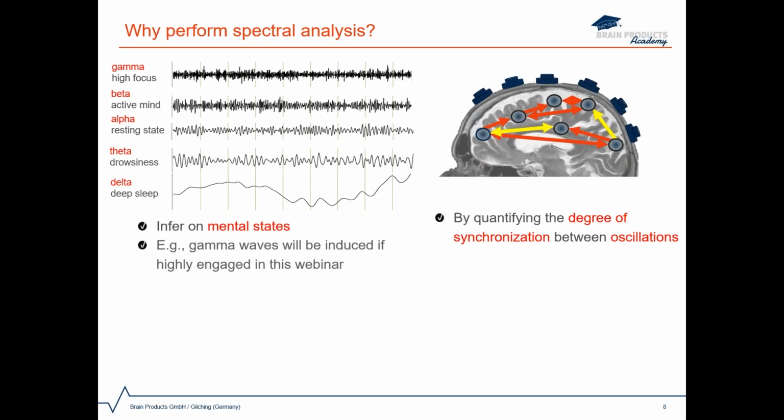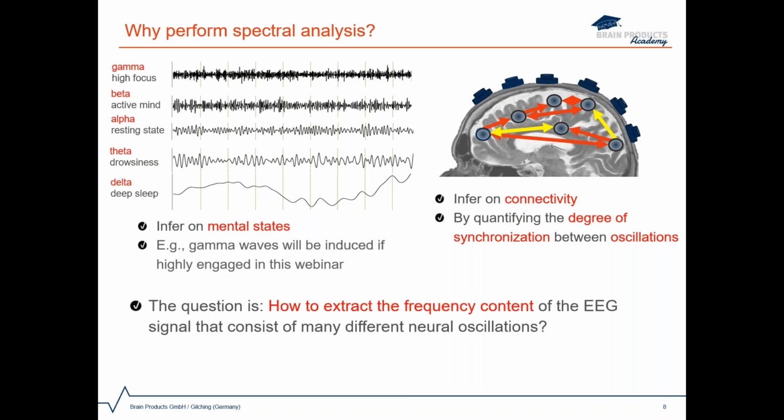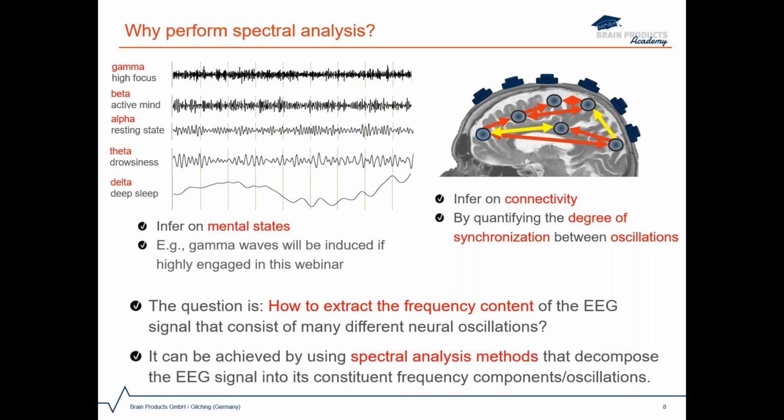Furthermore, when looking at EEG in terms of oscillations, we can see how they synchronize across brain regions, and this can tell us about the connectivity throughout the brain. You can learn more about this in our webinar, Phase and Connectivity Analysis. Now, the important question is how to extract the frequency content of the EEG signal. The answer is by performing spectral analysis methods that decompose the EEG signal into its constituent frequency components.